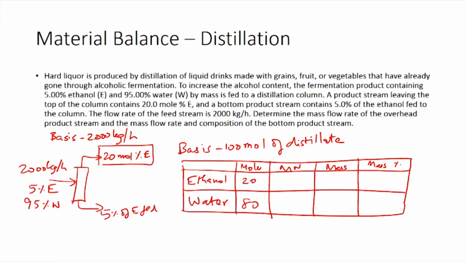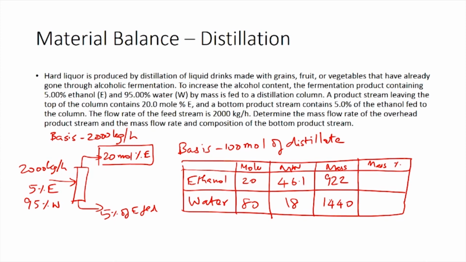The molecular weight for ethanol is 46.1 grams per mole, and the molecular weight of water is 18 grams per mole. So, using the molecular weight we can convert the moles to masses by multiplying moles times molecular weight. This gives us the mass of 922 grams of ethanol and 1440 grams of water.